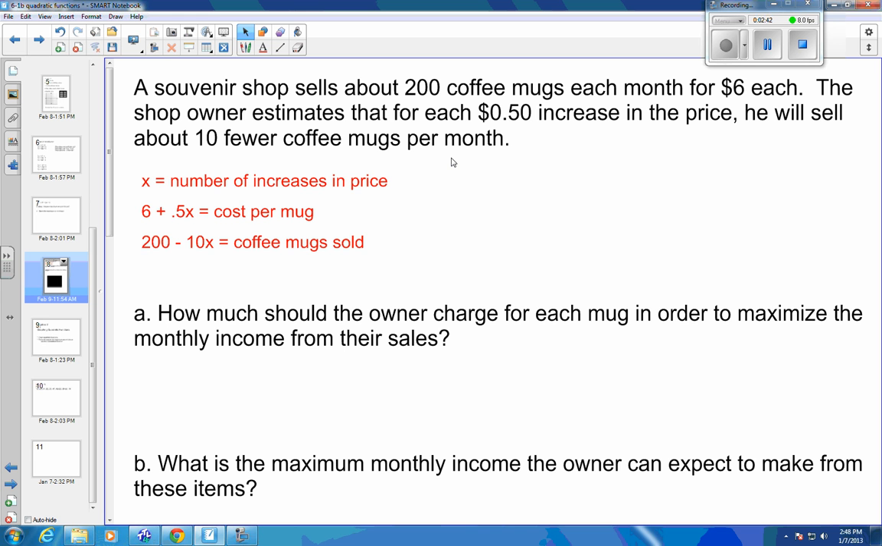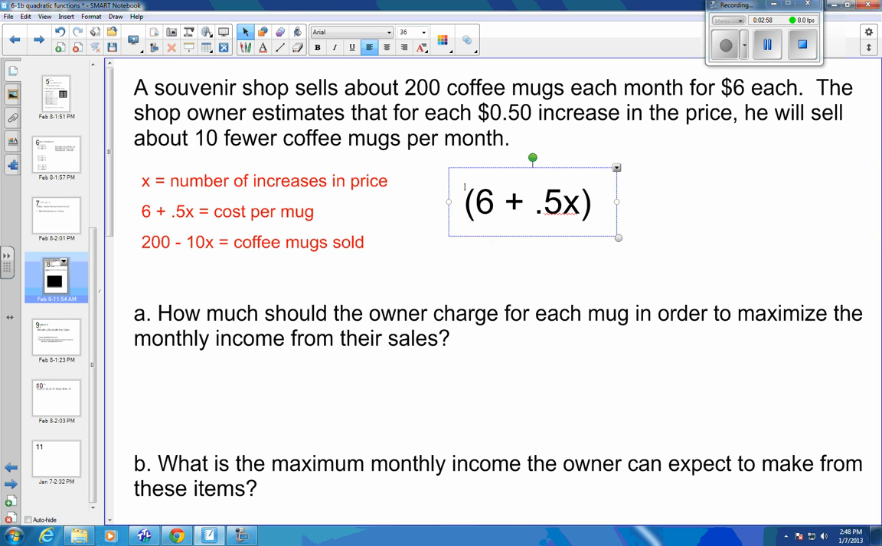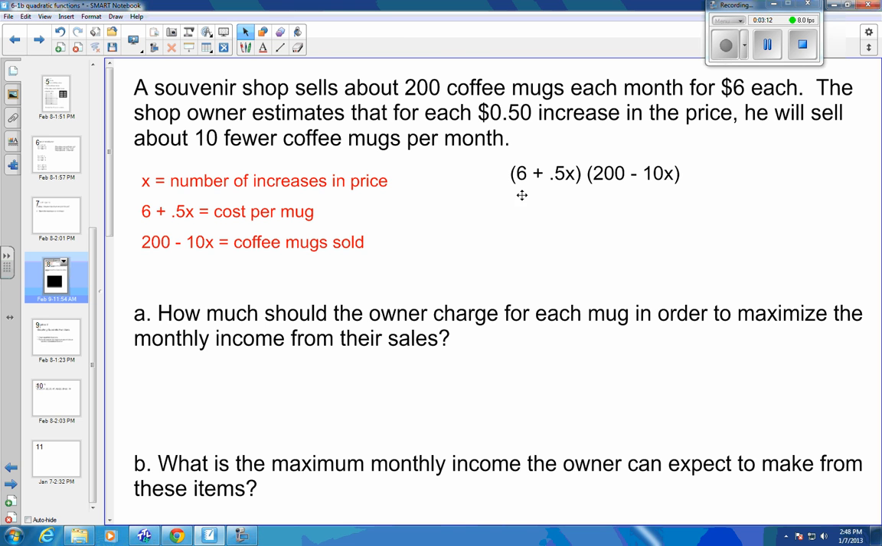So in order to figure this out, we probably need to figure out monthly income, or how much total we're selling. So again, we get back to, we've got 6 plus 0.5x, and then we have 200 minus 10x. And if we multiply those together, that again is how much total profit we're going to make. So then we can use our FOIL method, and we'll just continue this down here. So we're going to take the 6 times the 200, which is 1,200.